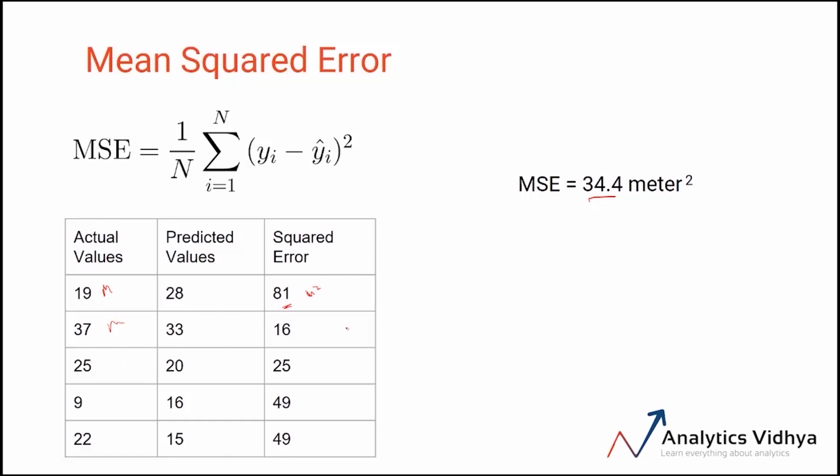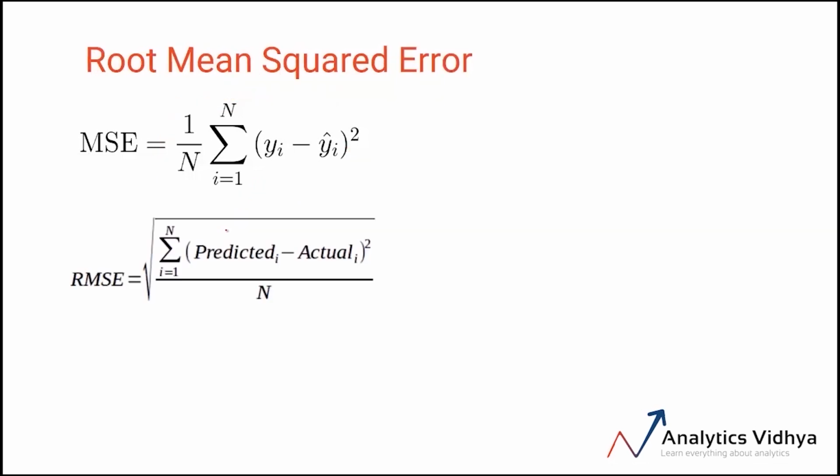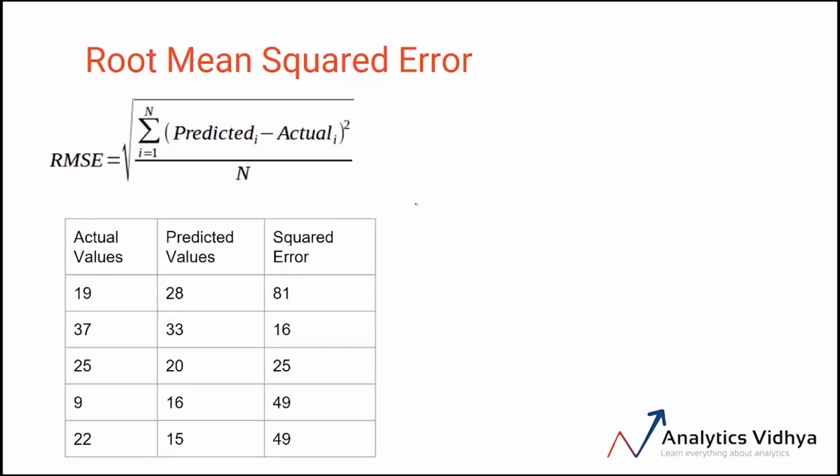And this happened because we just took the square of the errors. So to compensate for this, we can take a root of this error and we'll be back to the same unit as the target variable. This new metric is called the root mean squared error, or the RMSE as it's commonly known. So for the same example, when I calculate the RMSE, it comes out to be 5.86 meters. RMSE is one of the most commonly used evaluation metrics for regression problems. You'll encounter this quite often in data science hackathons as well.